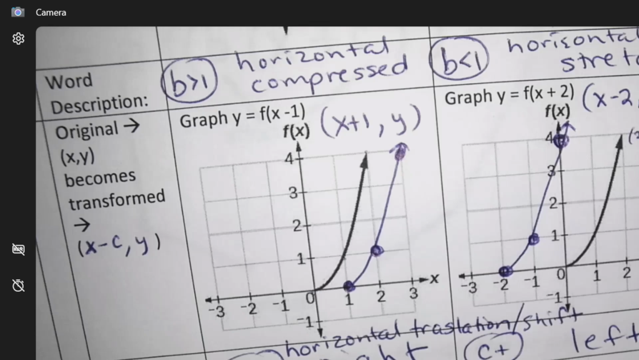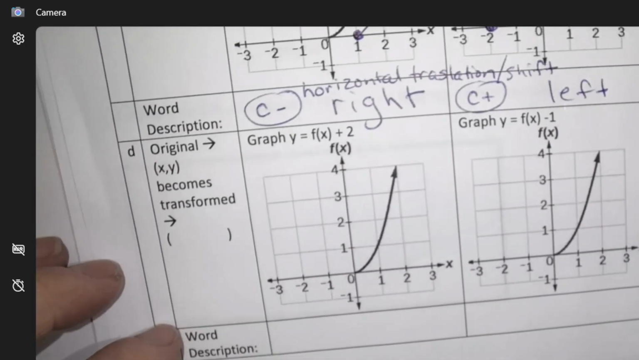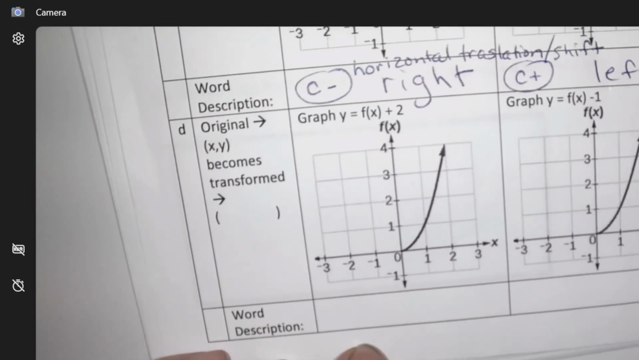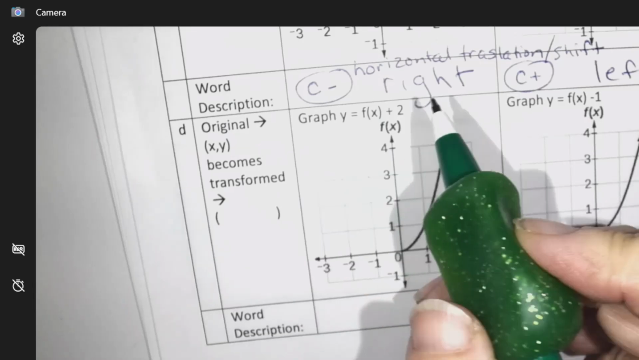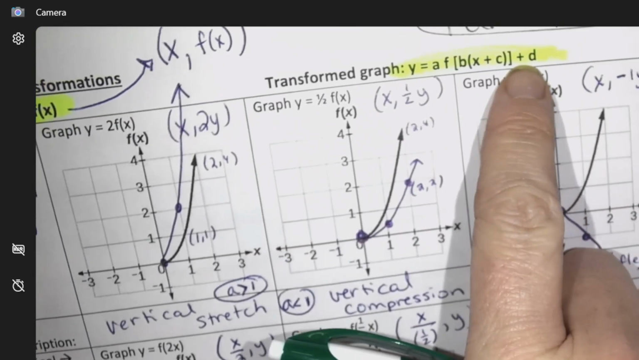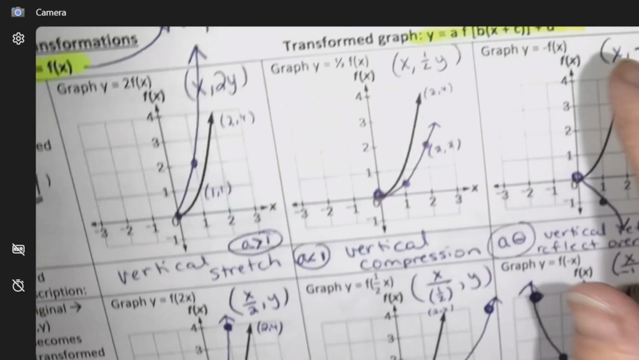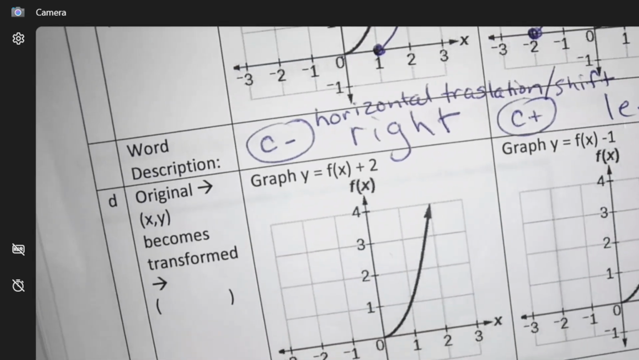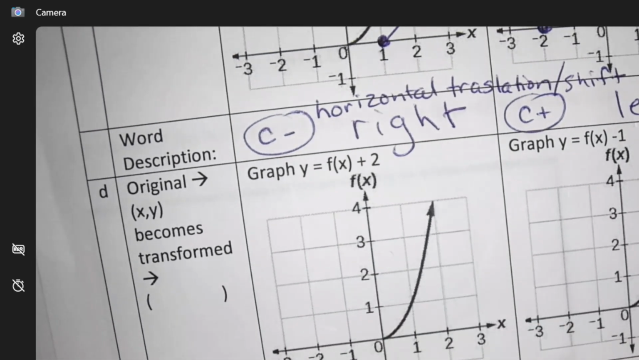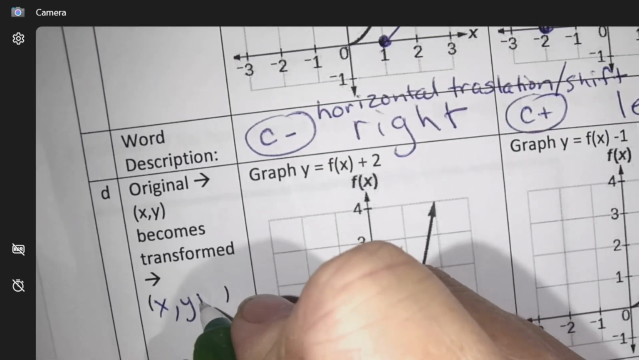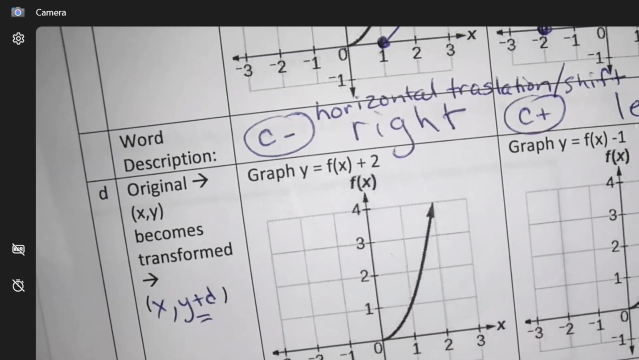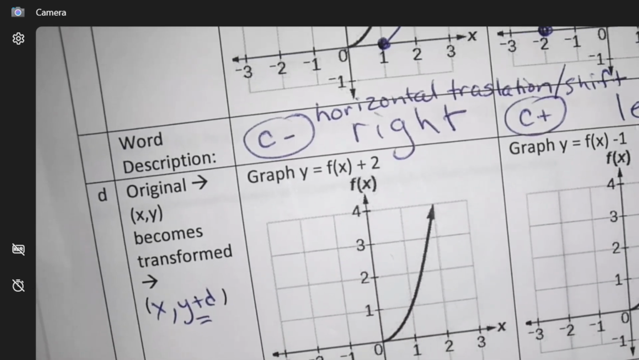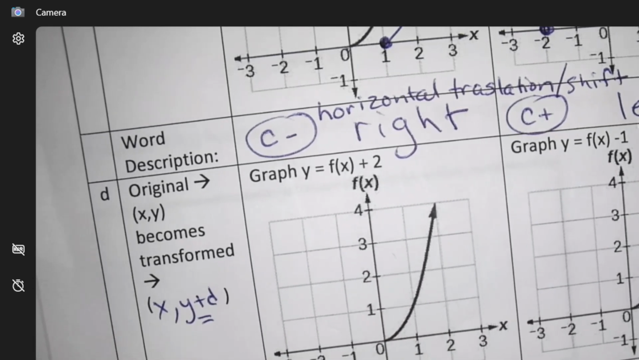Okay, last one. So this one is a D value. So on the top here you can see the D was the end number. So what happens to D? Y plus D. It's a change on the f of x.